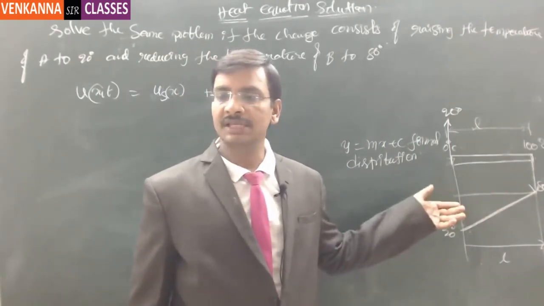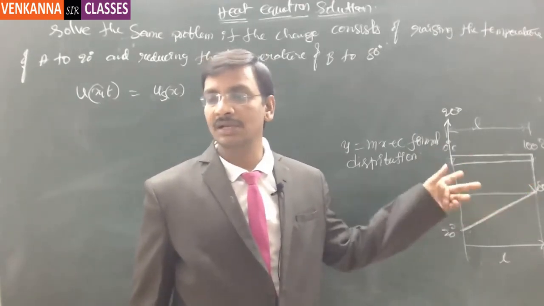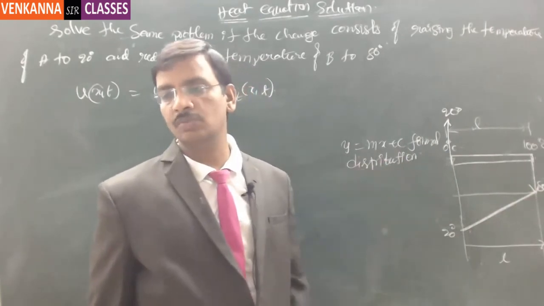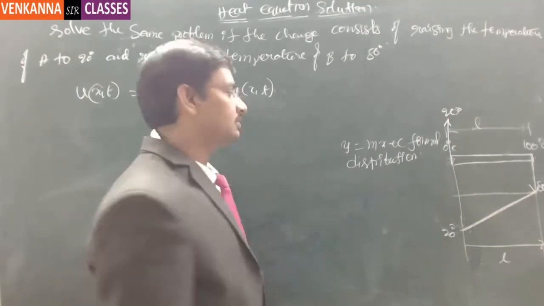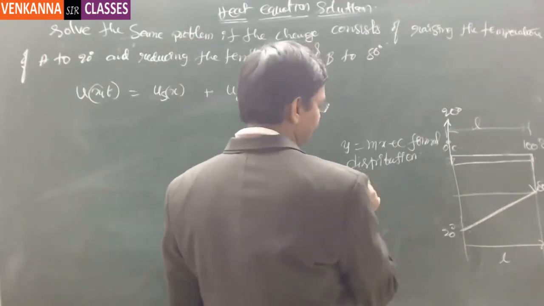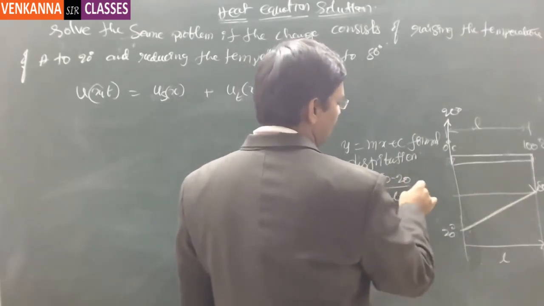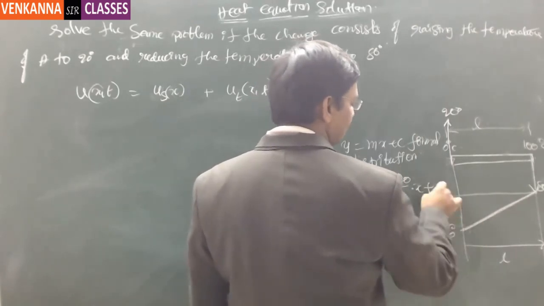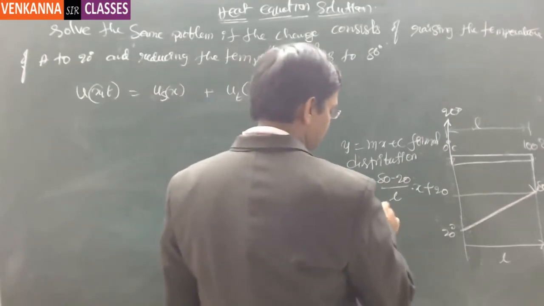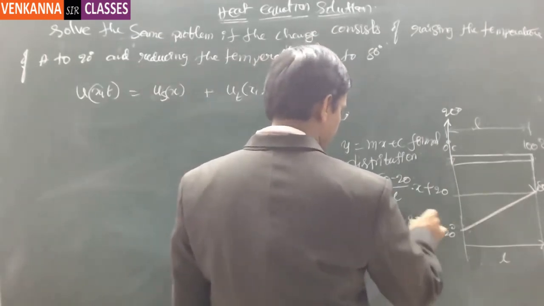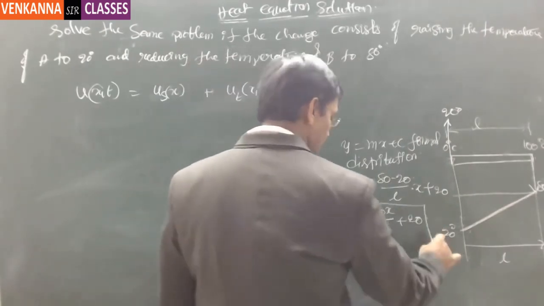But now this is after the experiment is done. That means he made the changes and waited for 1 day. That means it is after the experiment, so this is how it is going to be distributed. This distribution we call the steady state solution. So you can keep it as y is equal to mx plus c, where m is 80 minus 20 divided by L, into x, plus the c value, which is the initial y intercept, 20. So this is y is equal to 60x by L plus 20. So this is u of x. This is the steady state solution.